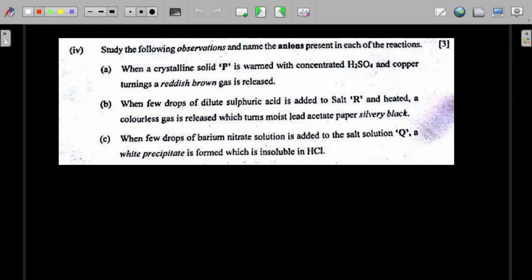Take the next one. Following observation, name the anion. See, they have written name the anion, so write the name only. Okay, let's go. Ruhani, can you read?